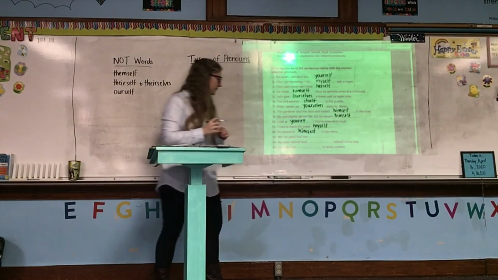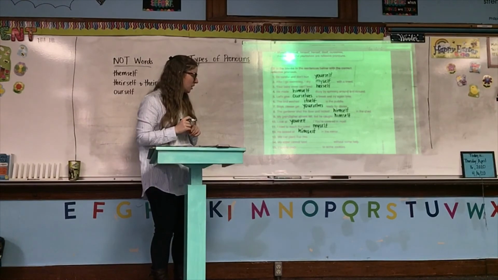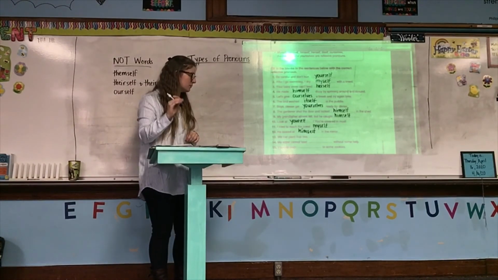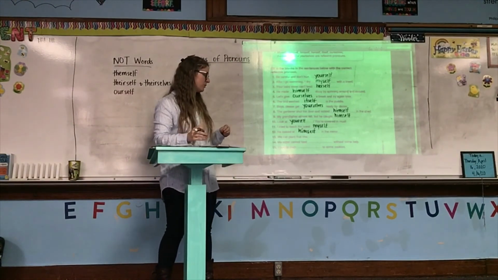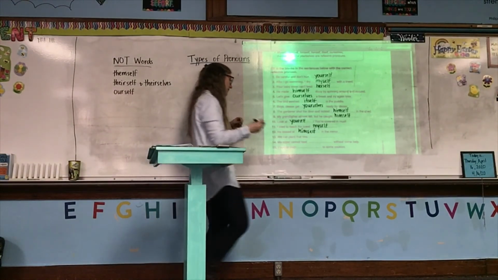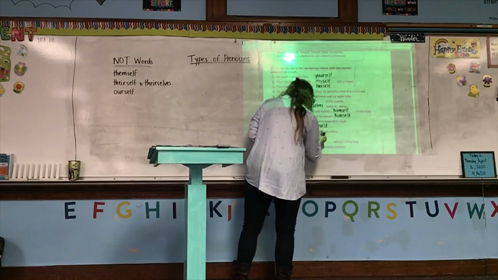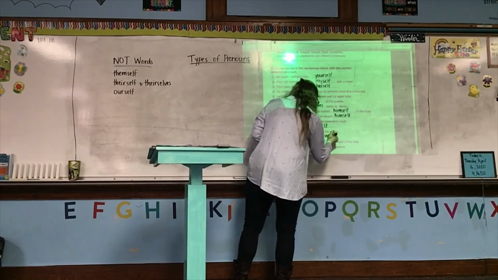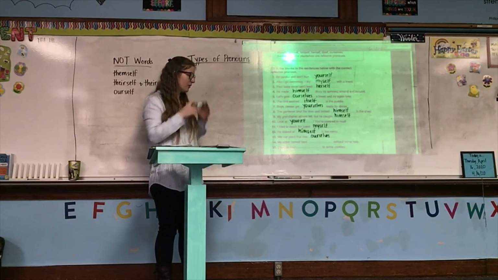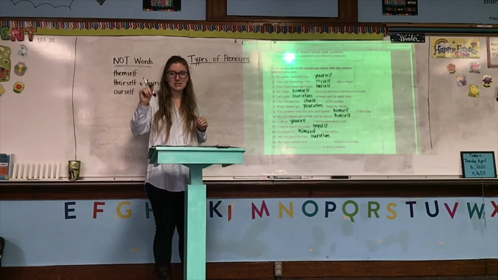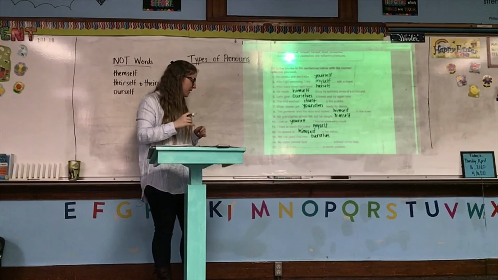Number 13, we can plant that tree blank. Well, we is the subject, so that means we are doing it to ourselves, so we can plant that tree ourselves. Don't forget, if you have a plural reflexive pronoun, it has to end with VES, not F.